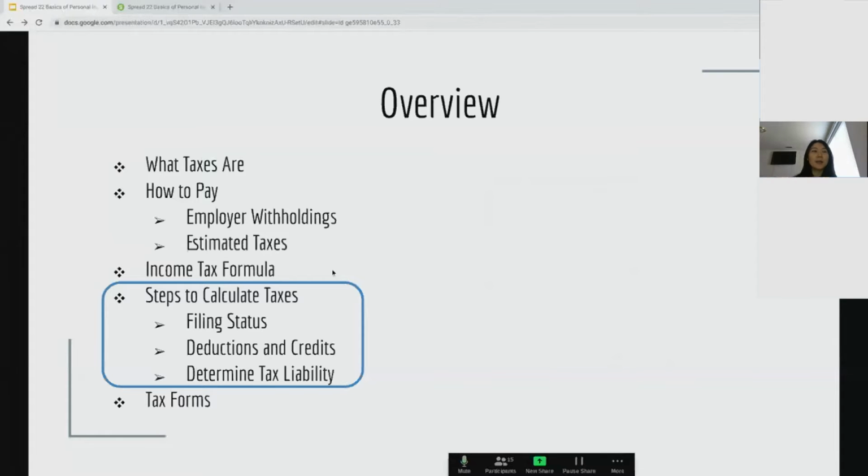So we went through the income tax formula. Now let's figure out the steps to calculate your taxes, right?